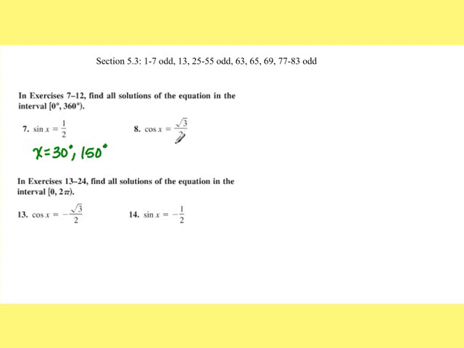Cosine x equals the square root of 3 over 2, so that's where what? Yeah, where the x value of the point on the unit circle is square root of 3 over 2. Well, that happens, cosine is positive in the first quadrant and the fourth quadrant, so you would have where x is equal to 30 degrees and x is equal to 330 degrees. The next grouping is just to use the radian measure of the angle, not the degree, but it's the same type of thing.